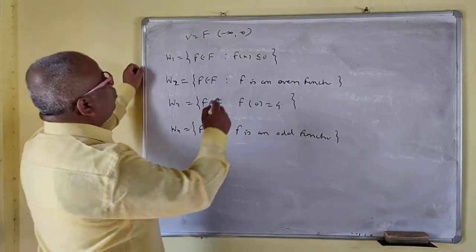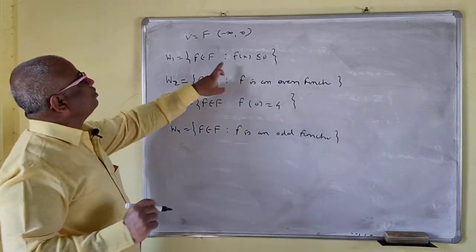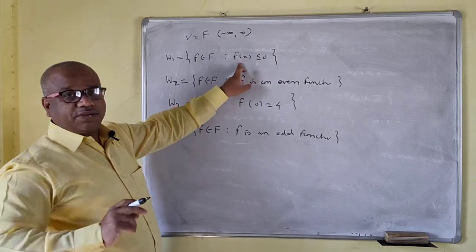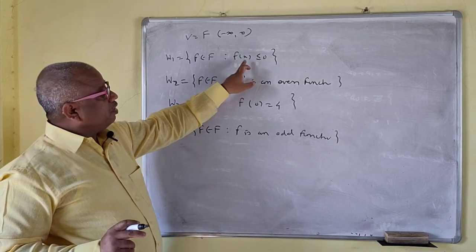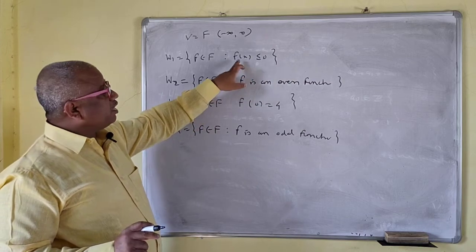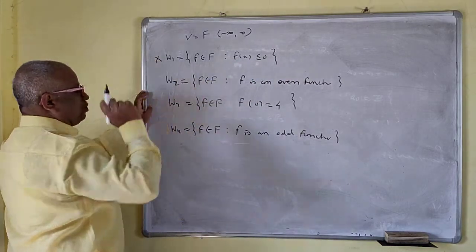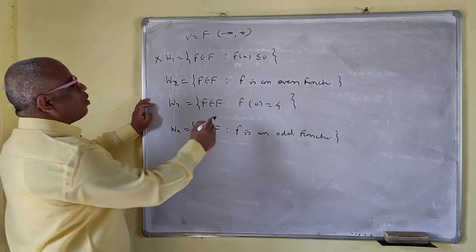Okay. So now this is negative now here. Okay, negative is there. So if k is negative and this is also negative, then the product will be positive. Okay, so this is not a subspace.